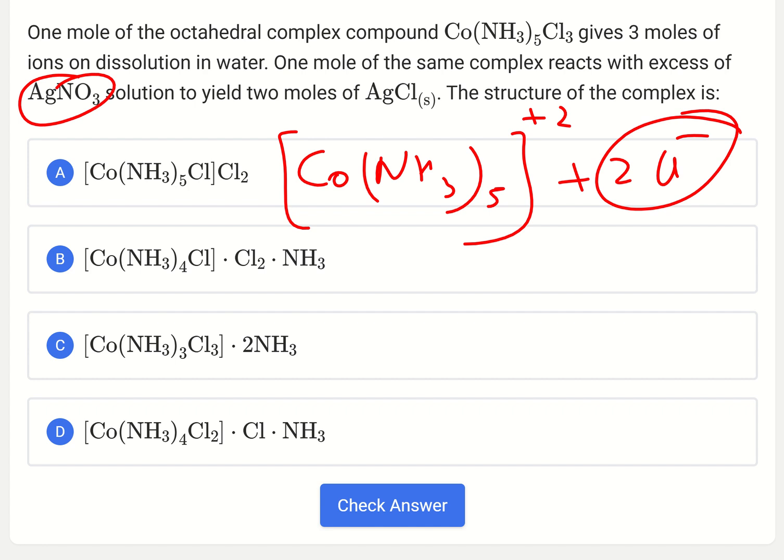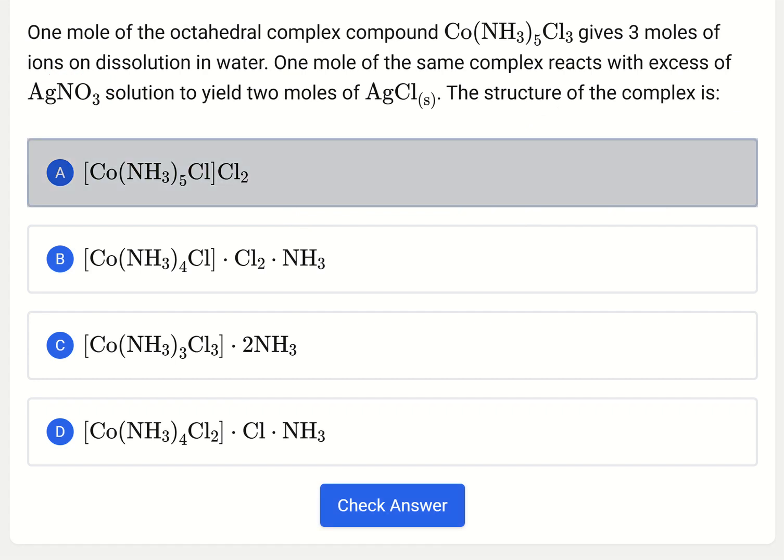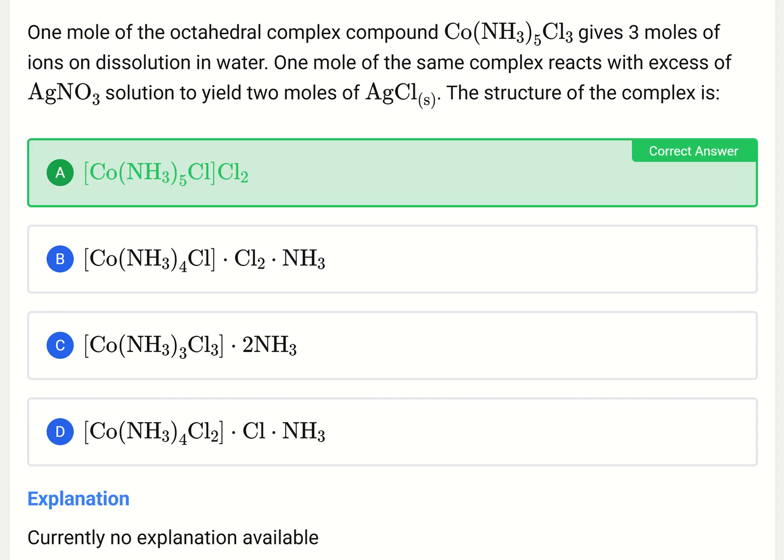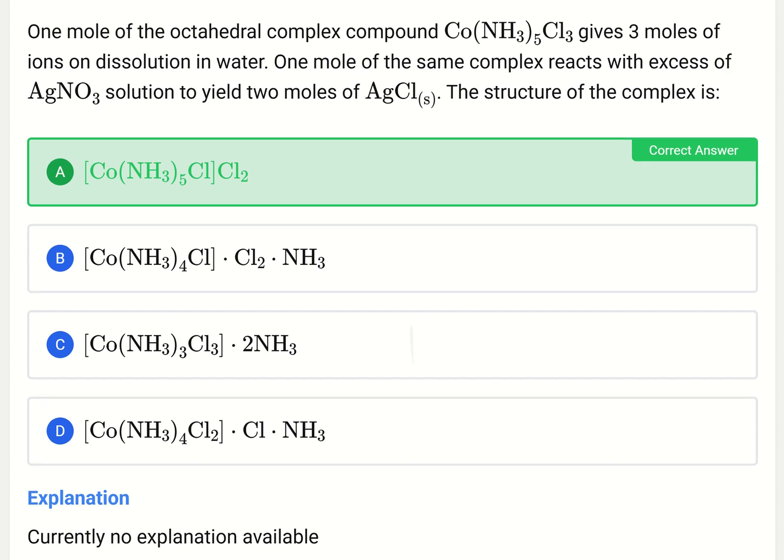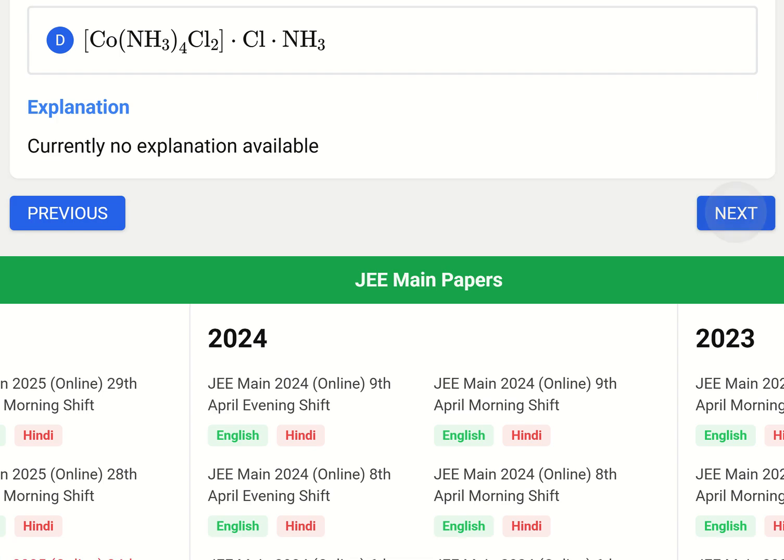And we are getting 3 ions also. So we will go with option number 1. So we have got this answer as our right answer. Okay, moving to the next question.